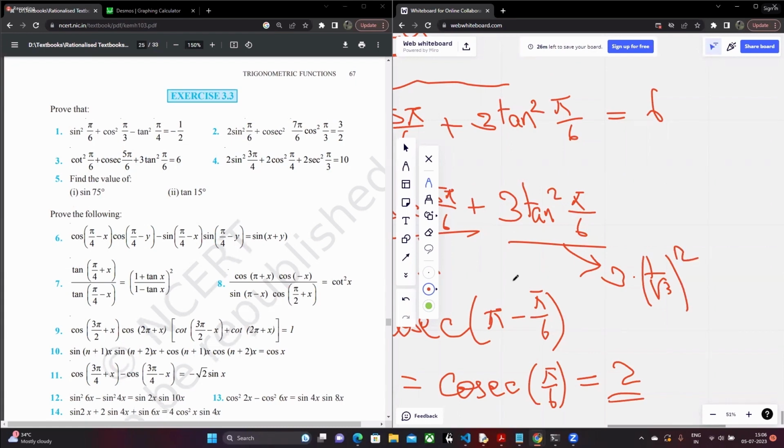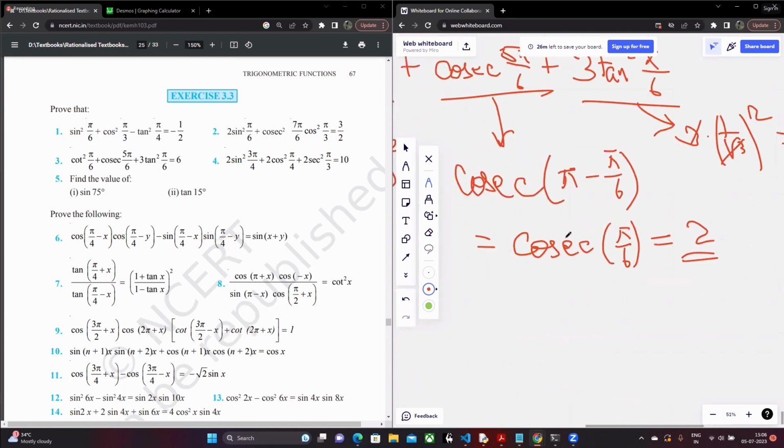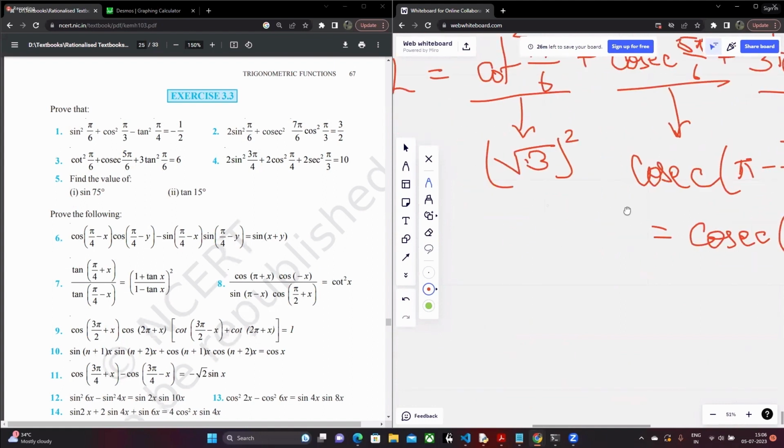Tan theta and cot theta is 1. So you have 3 tan square pi by 6, being 3 into tan pi by 6, which is 1 by root 3, the whole square, right? Which is basically 3 times 1 by 3, that is going to give you 1, right? So this is 3, right?